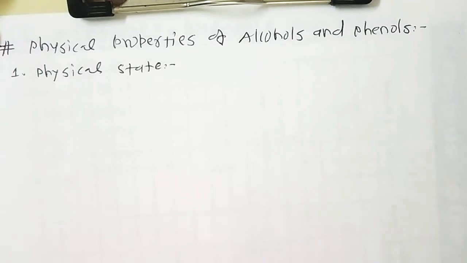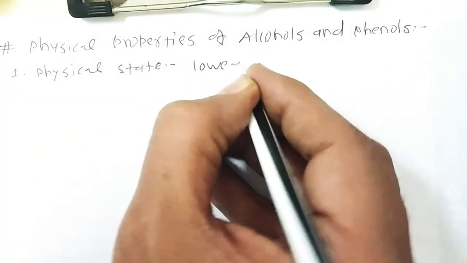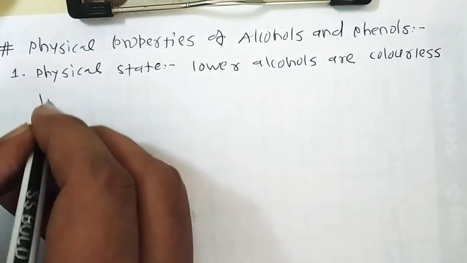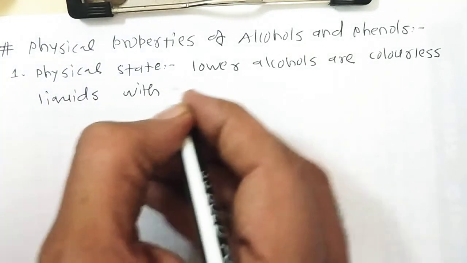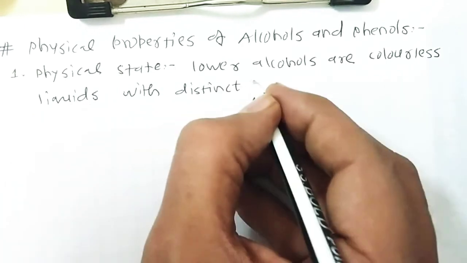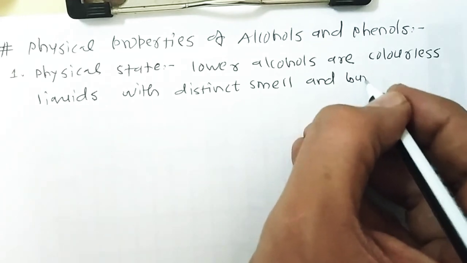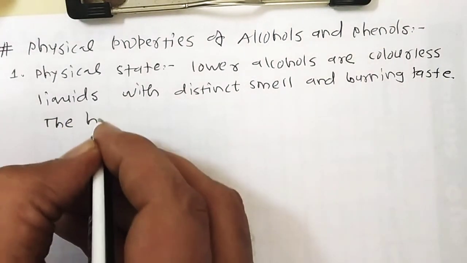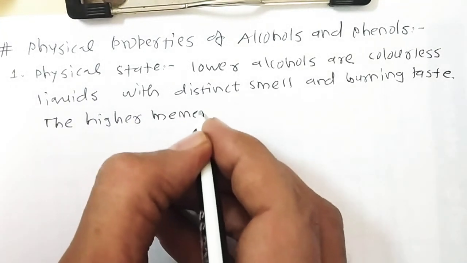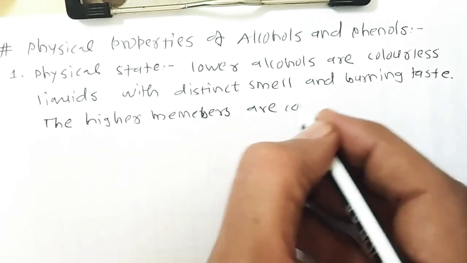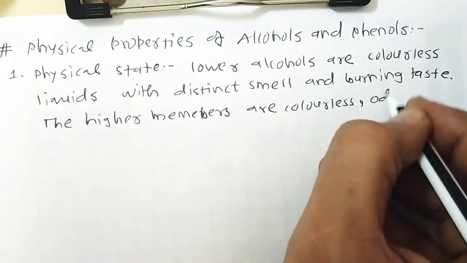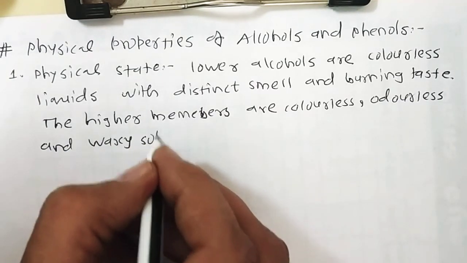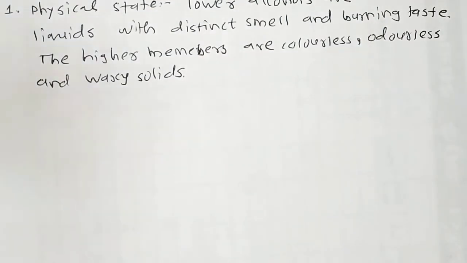At low temperature or ordinary temperature, lower alcohols are colorless liquids with distinct smell and burning taste, and the higher members are colorless, odorless, and waxy solids. So this is about the physical state. Nothing new about this physical state.